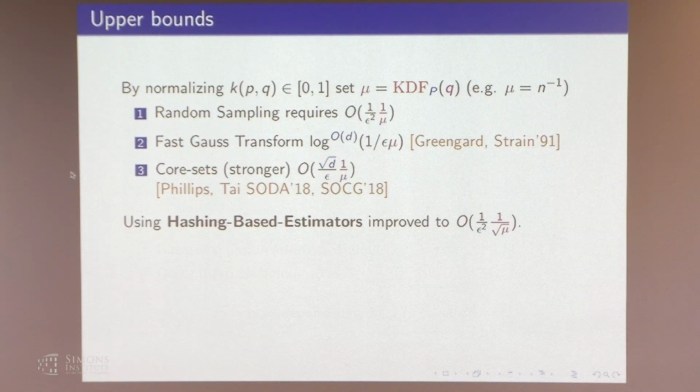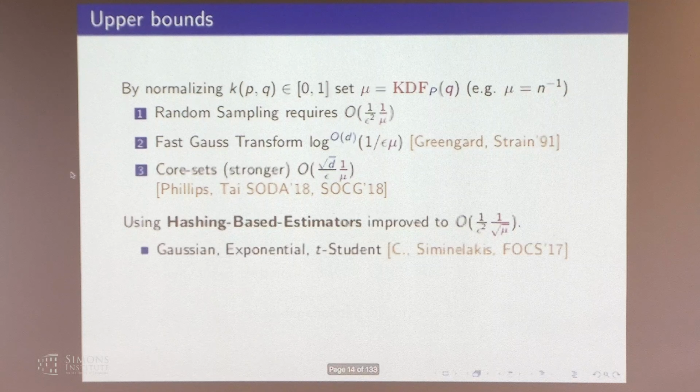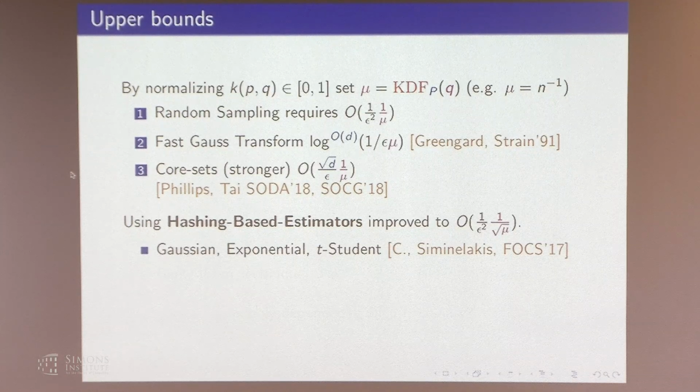So one of the main results I want to tell you about is that by using estimators that are based on hashing, we can improve the dependence on mu from 1 over mu to 1 over square root mu. I want to tell you about that. This was obtained in a paper of mine with Paris Siminelakis, who's here in the audience. We managed to do this for some of the kernels that I mentioned above: the Gaussian kernel, the exponential kernel, and the t-student kernel. Now, I'll spend some time explaining how this works. This is going to be the basis for everything I say later.